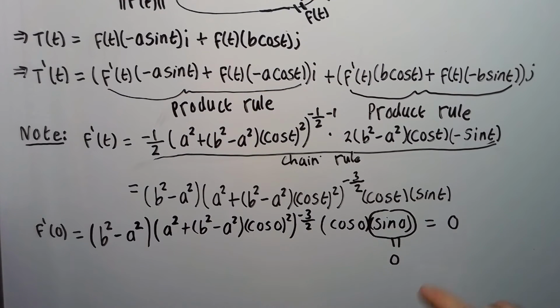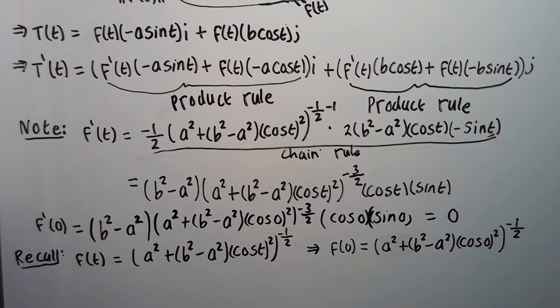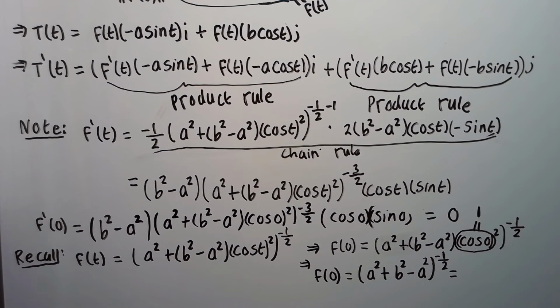Let's next find f of 0. So recall our f of t was a squared plus b squared minus a squared cosine squared raised to the minus 1/2. So plugging 0 in place of t, and the cosine of 0 is 1, this will just become a squared plus b squared minus a squared. The a squareds cancel there, it's just going to be b squared to the minus 1/2.